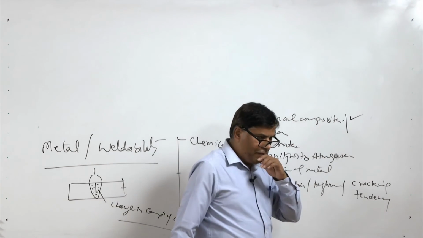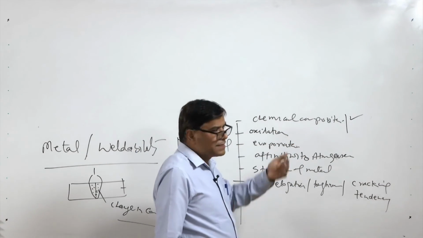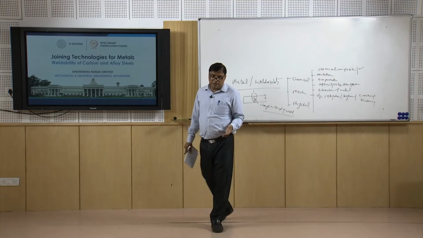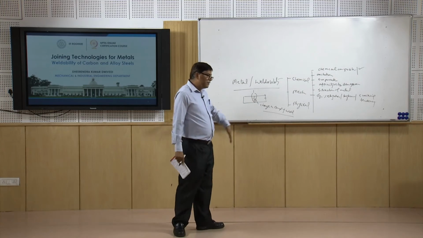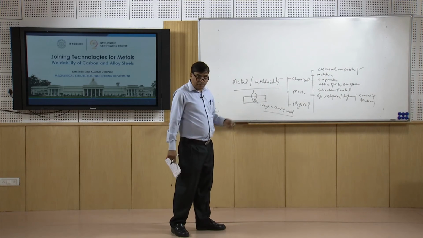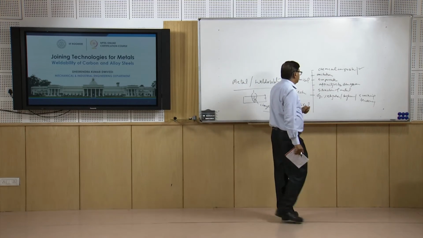Next, affinity to the atmospheric gases. Those metal systems which have greater affinity to the atmospheric gases will experience more inclusions and slag formation related issues. At the same time, they will also have a tendency to have more porosity.